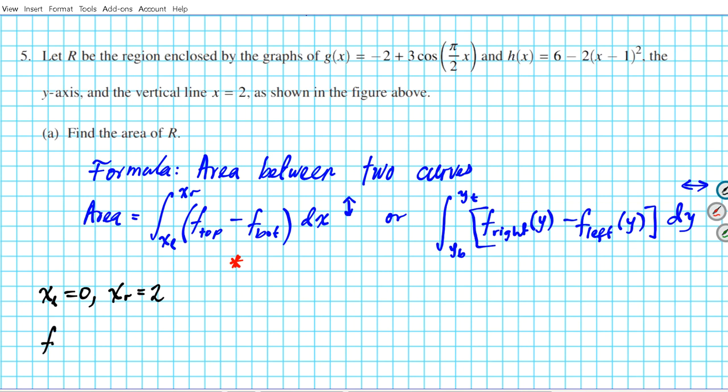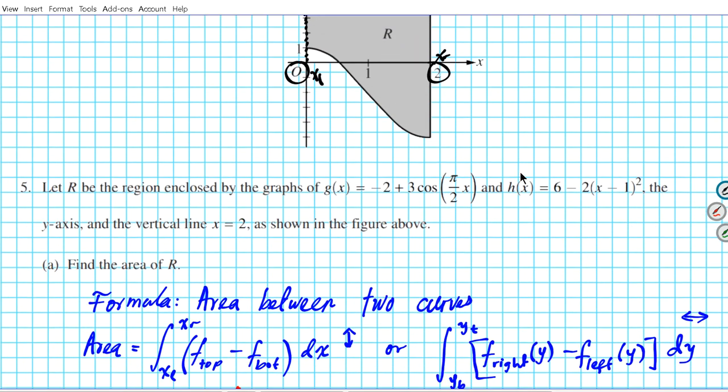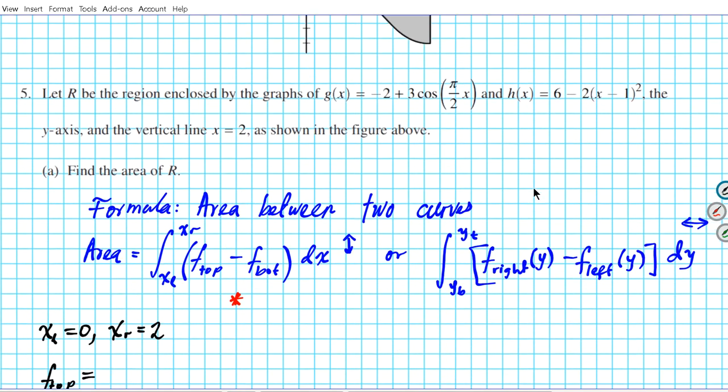The function on the top. Now we have two functions here, a trig function and a quadratic. If you look at the functions, you can easily tell which is which. If you look at the top function, you can clearly see it is a quadratic function that has been flipped downwards, dilated horizontally, and shifted 1, 2, 3, 4, 5, 6 units up. Bam. So the top function is h of x.